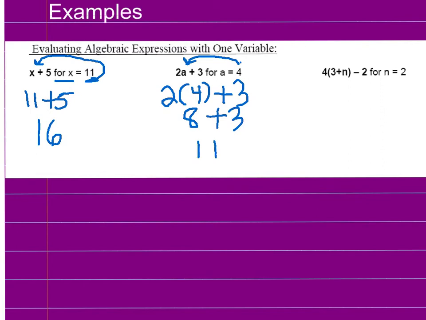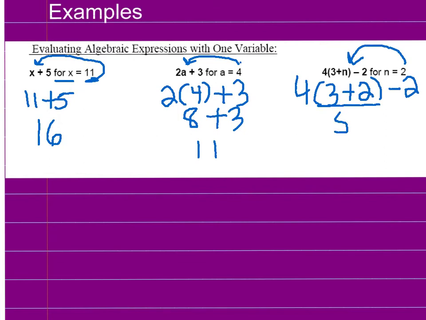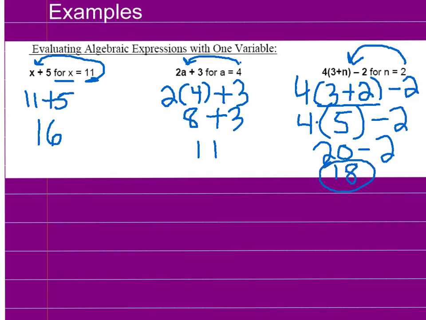Okay, our next one. We have 4, and then we have 3 plus n. I don't need a double parentheses here because I'm going to substitute the 2 where the n was. And then I put the parentheses and bring the minus 2 down. So order of operations says to do the parentheses first, and I get a 5. And then I have 4, and this means to multiply. 4 times 5 minus 2. So we have 20 minus 2 is 18. So the answer to that one is 18.